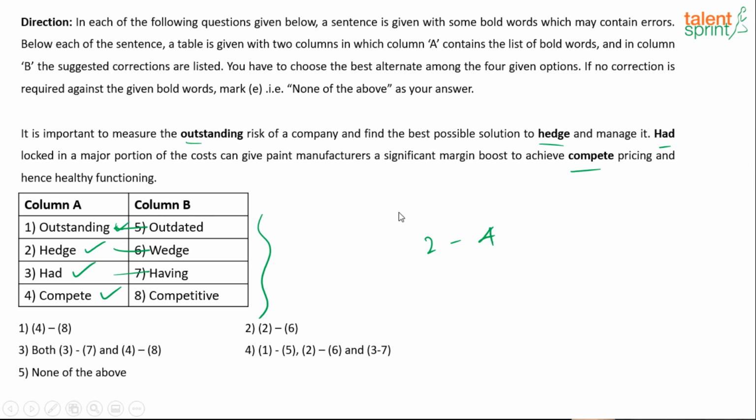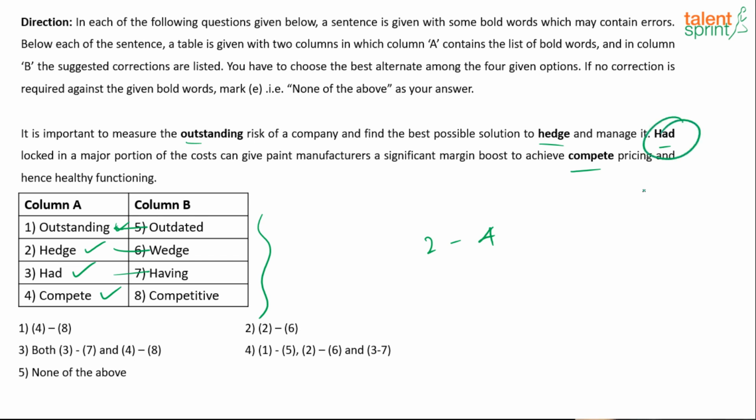All right, let's see the statement. It is important to measure the outstanding risk of a company and find the best possible solution to hedge and manage it. Had locked in a major portion of the cost can give paint manufacturers a significant margin boost to achieve compete pricing and hence healthy functioning. So where is the error?